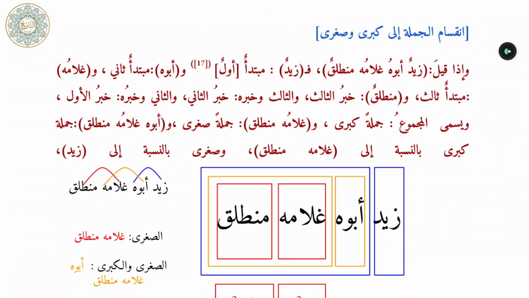Now, how will you differentiate between a sughra and a kubra? The answer is very simple. If the sentence is playing a role in a bigger sentence, you label it as sughra. And if the sentence is not playing a role in a bigger sentence, meaning it's the larger sentence itself, then it will be called al-kubra. And you've come across many examples of this. The author himself will give you a few examples of this.